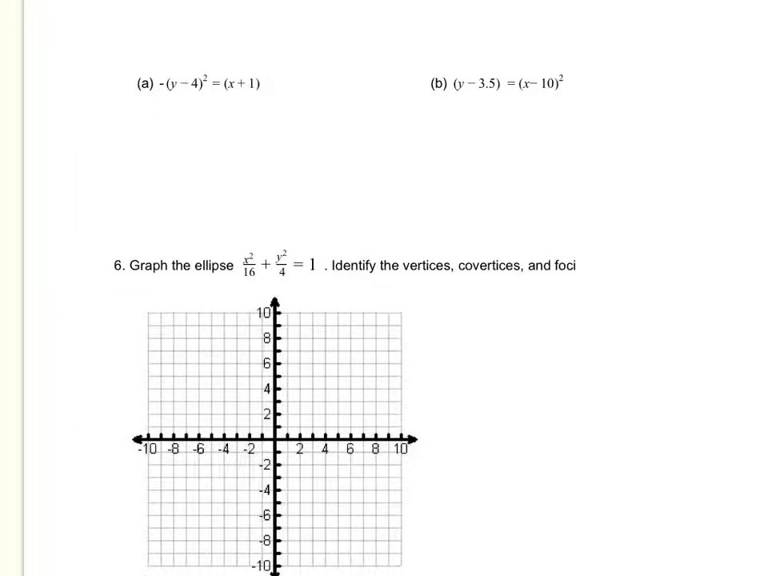So if I look at this one, the vertex is always said by the numbers opposite inside the equation. So the vertex would be the opposite of this one, so negative 1, and the opposite of this one, which would be 4. Now since the square is on the y, anytime the square is on the y term, we know we have a parabola that opens either left or right. And since it's negative, this one is going to open to the left.